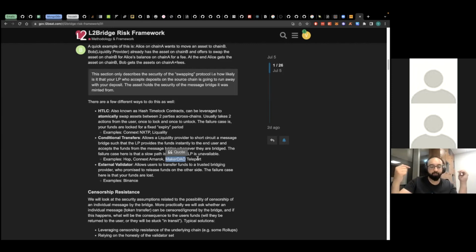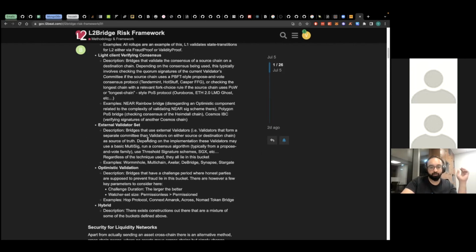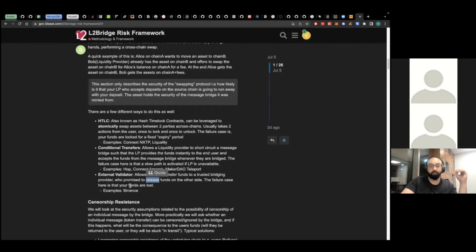Then we have this third thing called external validator. This is very similar to what we saw in the message bridge scenario. Here also we trust that this third party will give me money on the destination side. The failure case for this is that there will be a loss of funds. A particular example of this is Binance. If you deposit money on Binance, you are hoping that Binance will actually credit it to your account on Binance. This is not the case with conditional transfers or HTLCs.